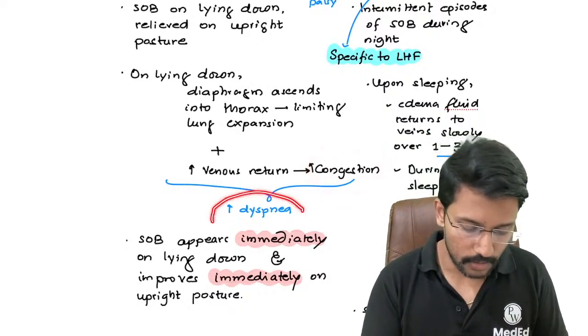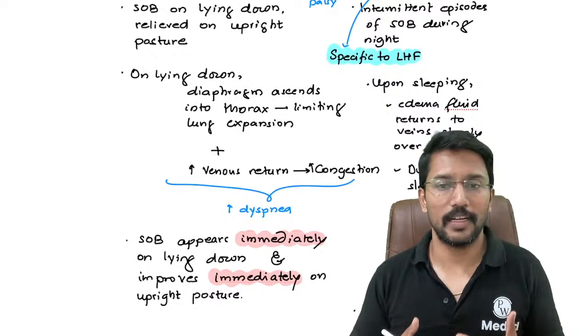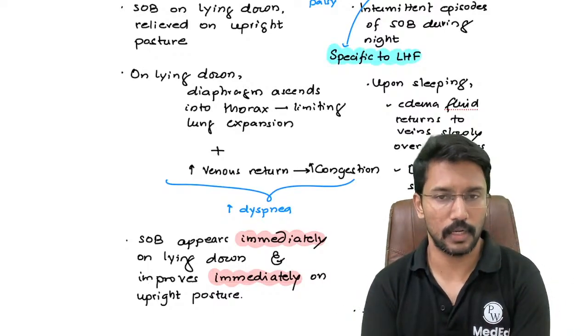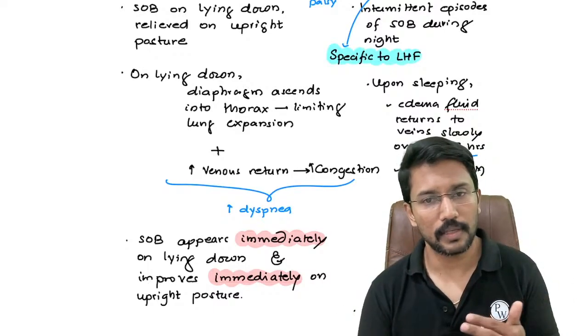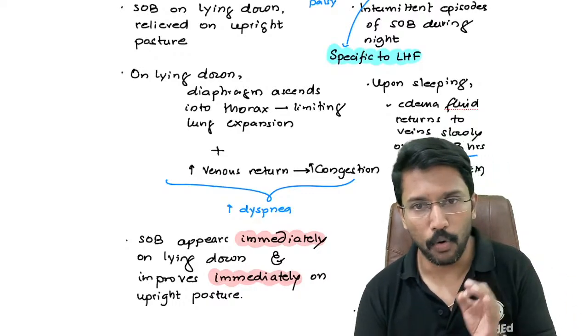So if the lungs get more congested, obviously shortness of breath will increase. But as soon as I take an upright posture, gravity takes the blood to the lower limbs and thus the venous return drops, the lung congestion reduces and the shortness of breath disappears. That is one important component.